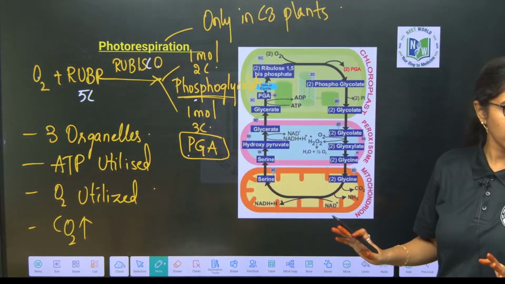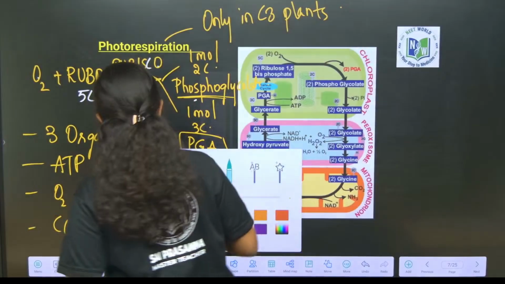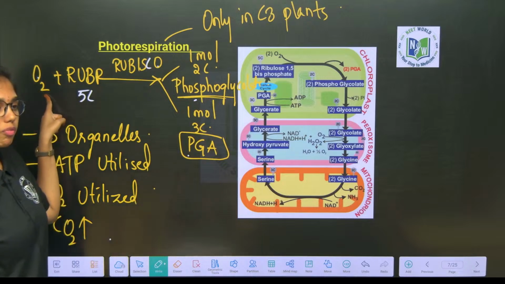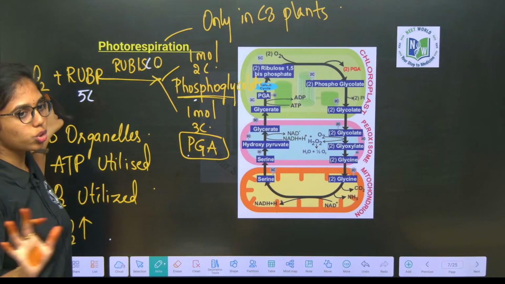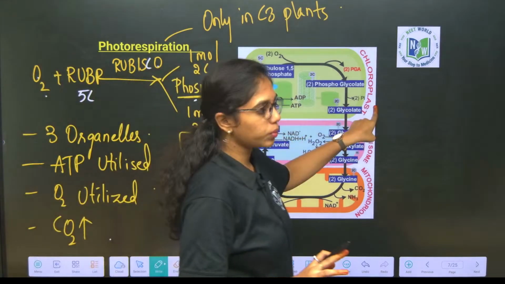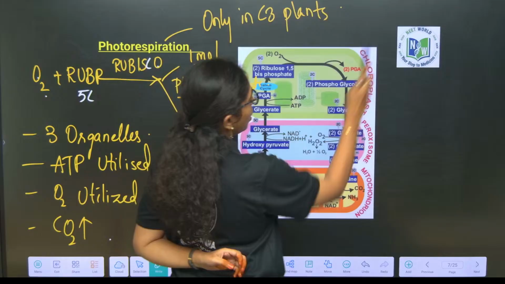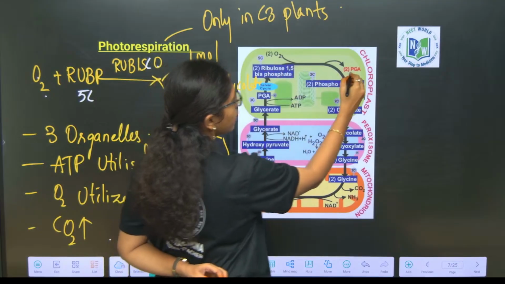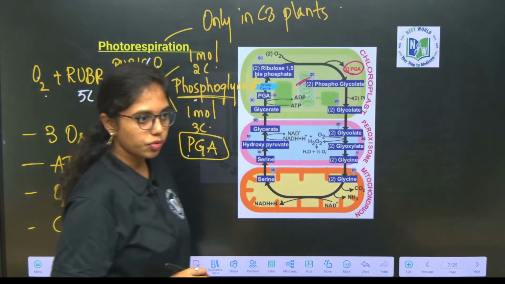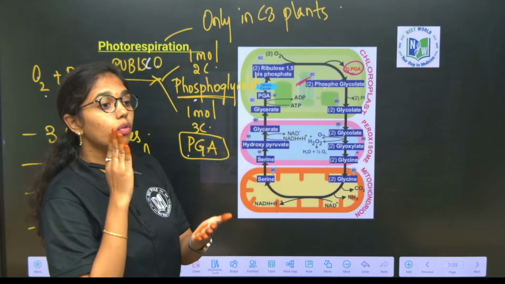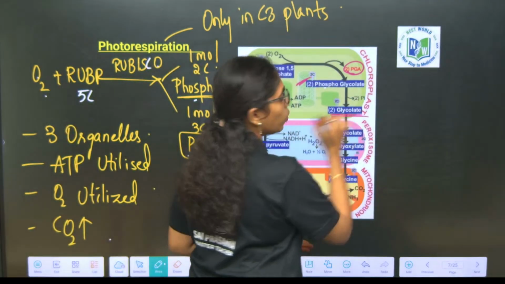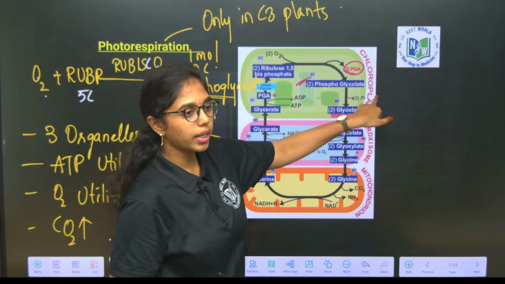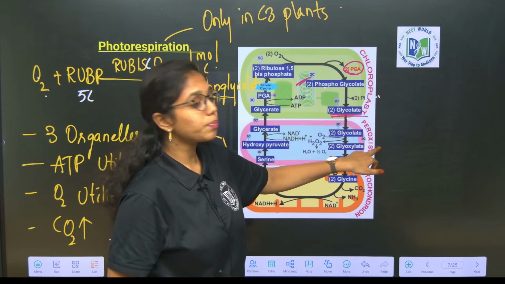Understood the gist of the C2 cycle? Now if you look into this carefully, I will tell you what to remember. What are the 3 organelles? The first step takes place in the chloroplast stroma. The phosphoglycolate, formed along with one molecule of phosphoglyceric acid, will first convert to glycolate. Dephosphorylation happens. So glycolate formation takes place in the chloroplast. The second organelle is the peroxisome.